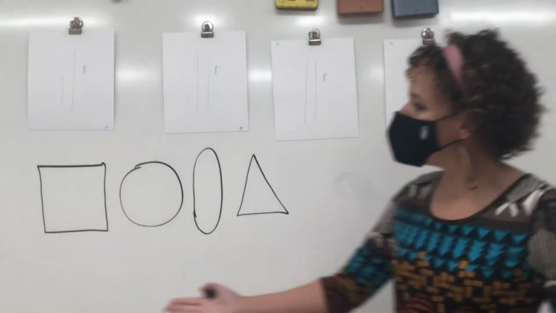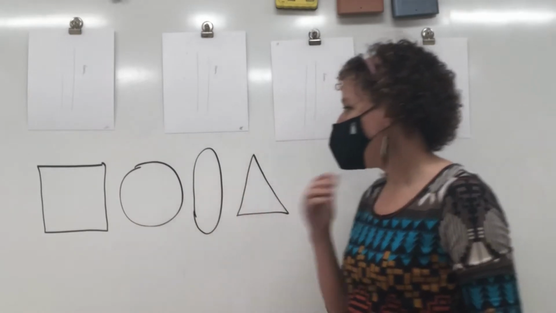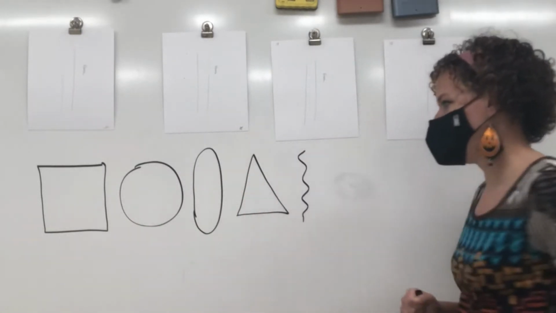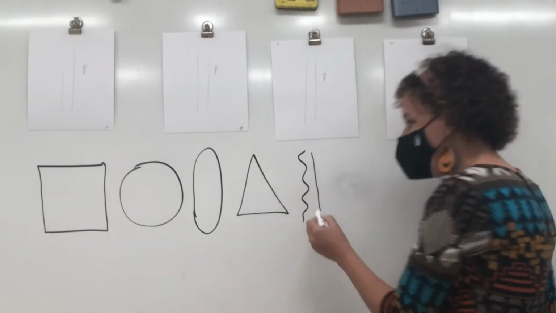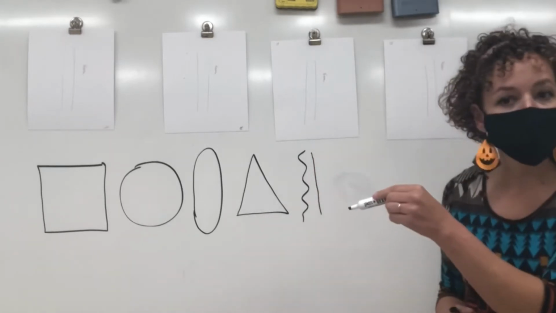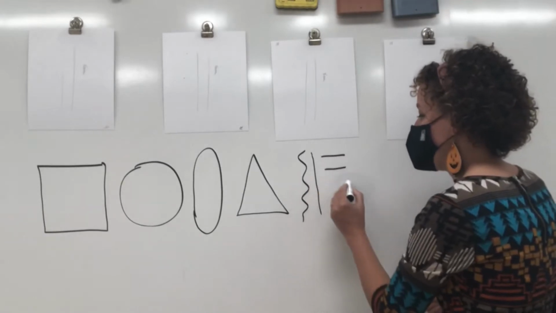Okay, so these are all shapes because they have space inside of them. They have air inside of them. But what about something like this? What is that? It's a squiggle, or it's a line because it doesn't have shape in it. I did not start and stop at the same space.